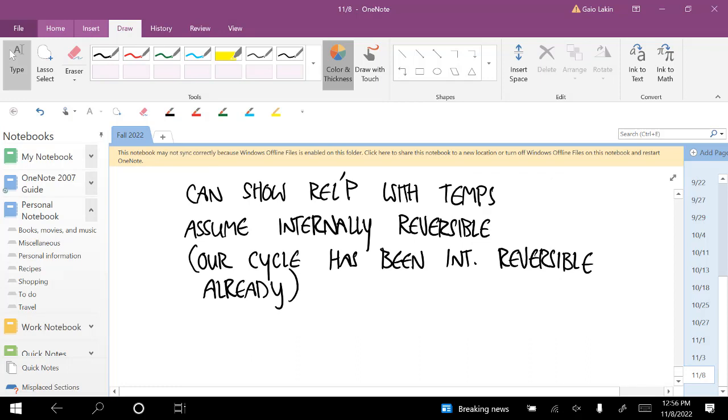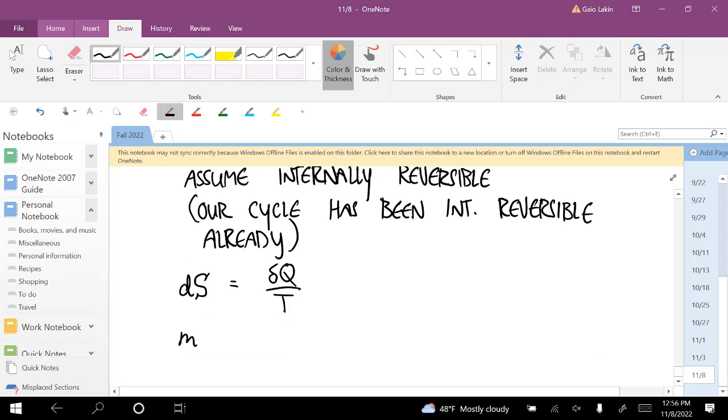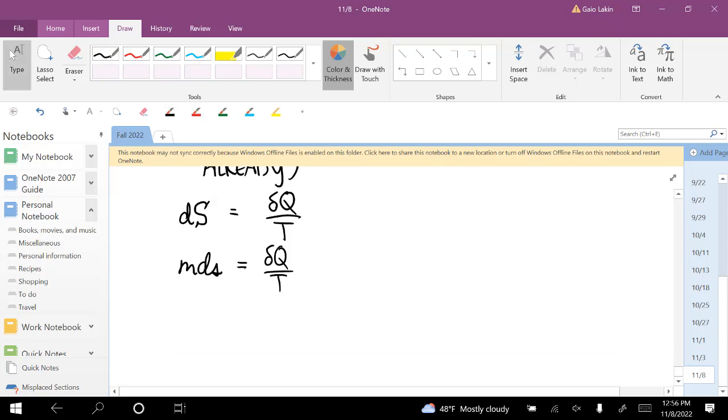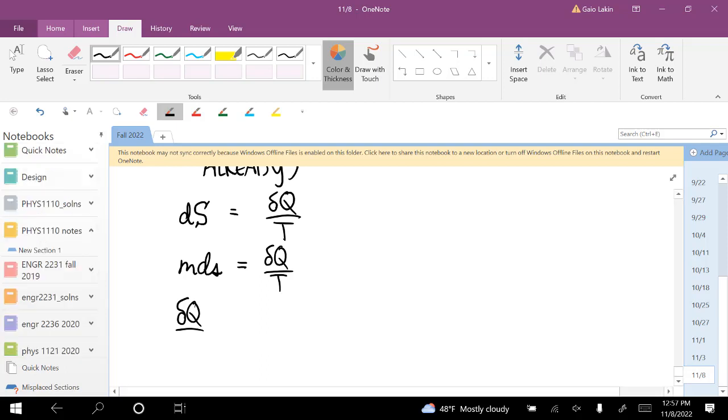Well, the definition of the differential change in entropy, dS, is dQ over the temperature. And you can think of that as M times d little s is equal to dq over the temperature. And rearrange and you get that dq over m is equal to Tds.